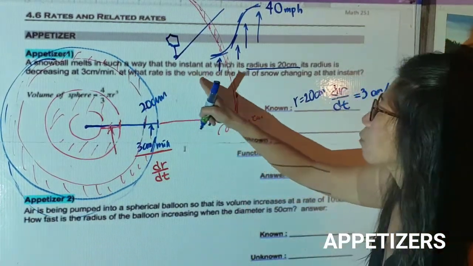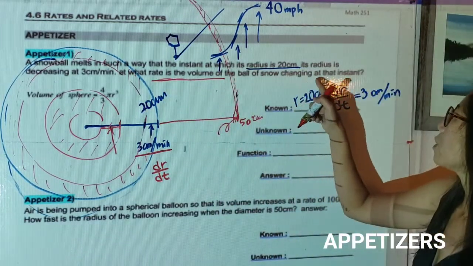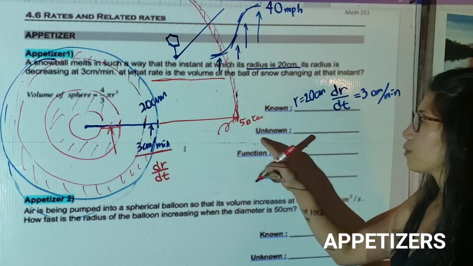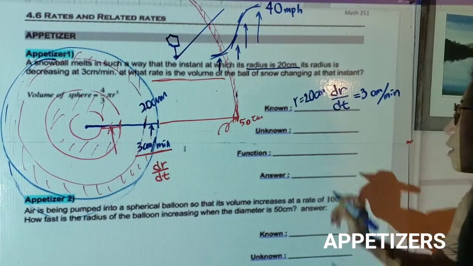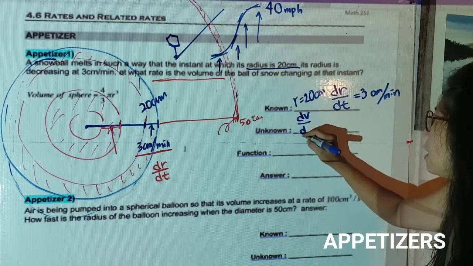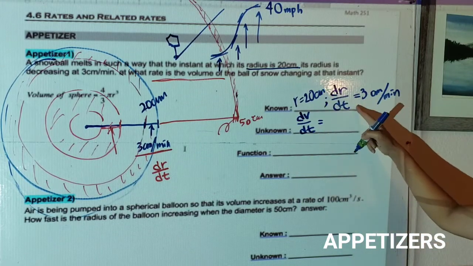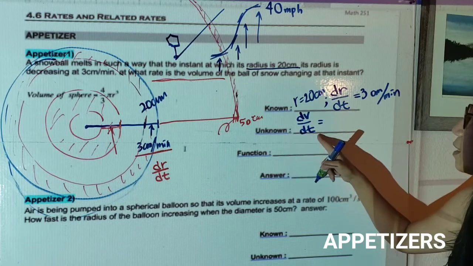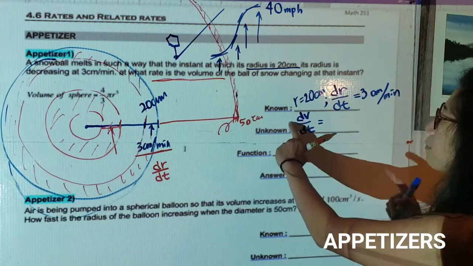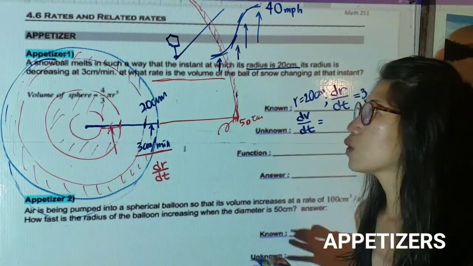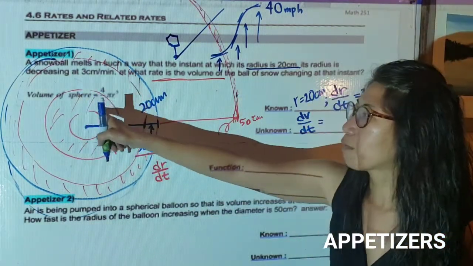Then at what rate is the volume of the snowball changing at that instant? What am I trying to find? At what rate is the volume changing? How can I write that in calculus? dV/dt. That's what I want to find. They gave me dr/dt and r, and I want to find dV/dt. Then how can I connect r and V here? Since the snowball is a sphere, a three-dimensional shape, the volume of a sphere is V equals 4/3 pi r cubed.